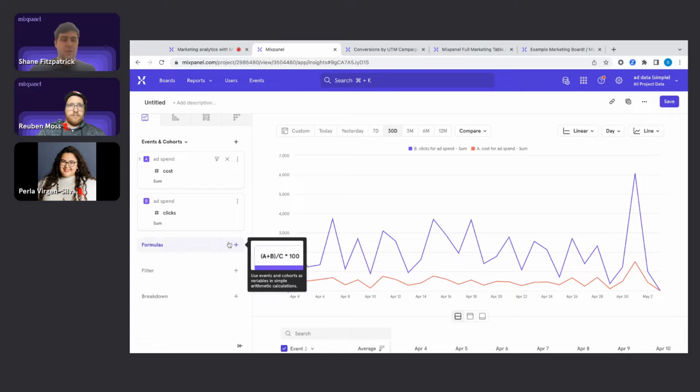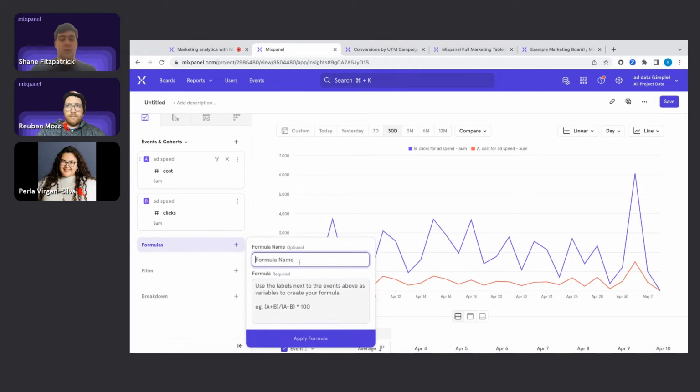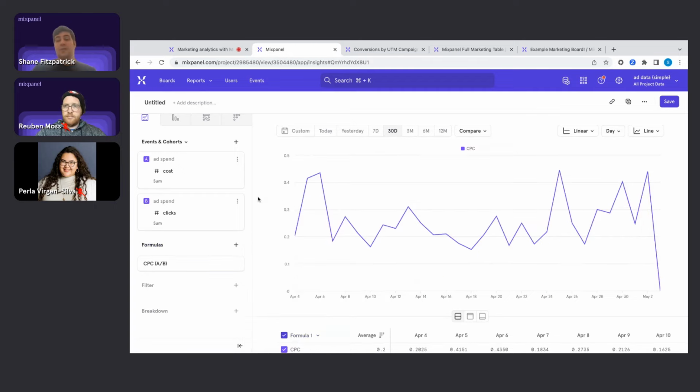So we're going to go into the formulas tab. We're going to do cost per click, CPC, and we're going to type A, meaning that A up there, divided by B, the B down there. We're going to apply the formula. And what do we have now? We have a cost per click metric day by day.